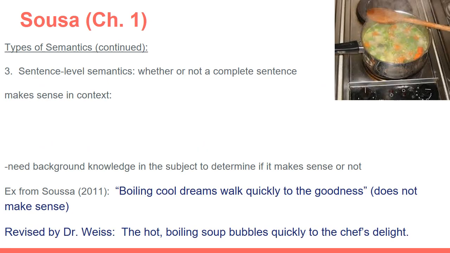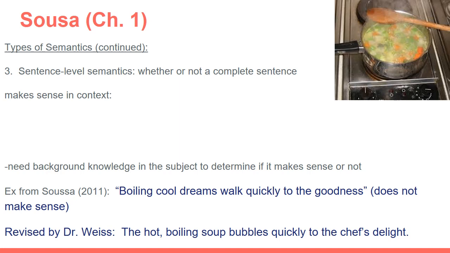The third type of semantics is sentence level semantics. So this would be whether or not a sentence is a complete sentence, and also whether this sentence would make sense in context. Many children understand this third level, but they're still developing it. So this will be further developed in the school setting as well.